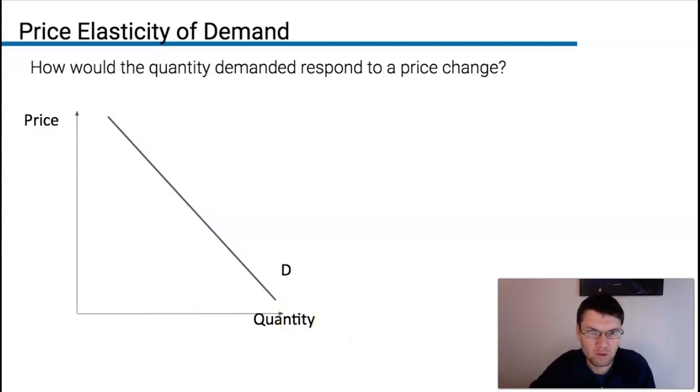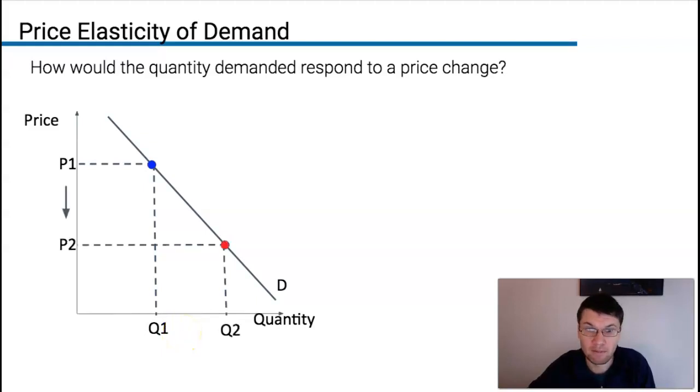a price change. So suppose that the market at first is at the blue dot on the demand curve with corresponding price 1 and quantity 1, and then for some reason, say price falls to some other level, say price 2, quantity 2, and we move from the blue dot on the demand line to the red dot on the demand line.